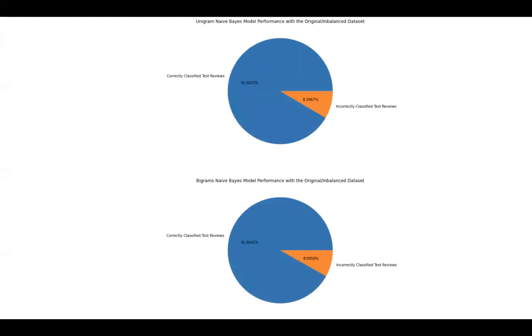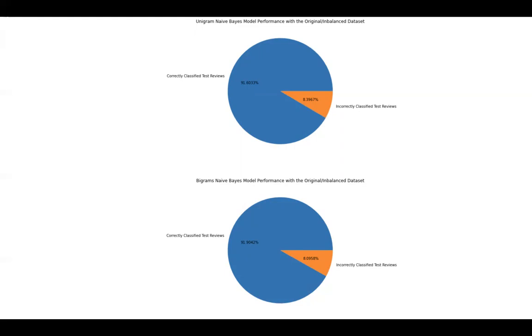So again, as I mentioned before, when we work with our original, imbalanced data set, we get an accuracy of 91.66% for the unigram and 91.9% for the bigram, which may sound good initially. But when we consider the fact that 91% of tokens were positive reviews, it calls into question: what if the model has been overfitted on the training data set and is almost calling positive for everything, right?